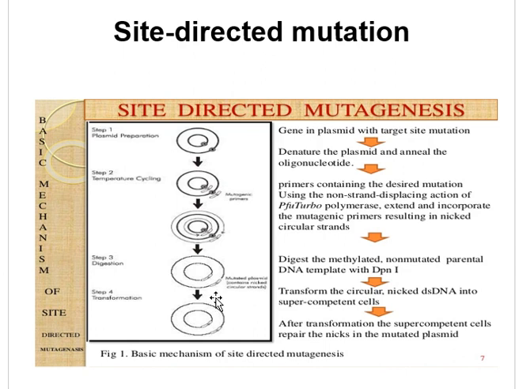Then what will happen? Digestion. This is the third step. Digest the methylated, non-mutated parental DNA template with DpnI. It's a different enzyme. Transfer the circular nicked double-stranded DNA into the supercompetent cell, and after transformation, the supercompetent cell repairs the nick in the mutated plasmid. This is the basic mechanism of site-directed mutation. I have explained the full-fledged concept of site-directed mutation in my lecture. Please listen to this lecture attentively.